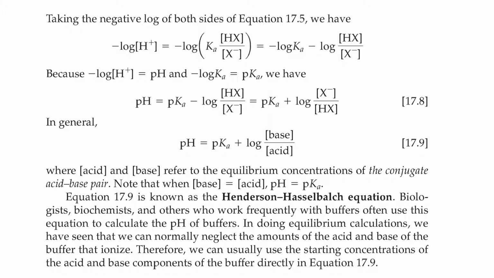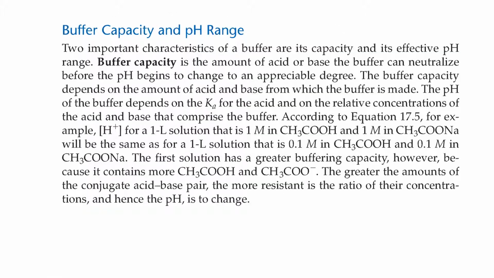Here, acid and base refer to the equilibrium concentrations of the conjugate acid-base pair. Note that when base equals acid, the pH equals the pKa. Equation 17.9 is known as the Henderson-Hasselbalch equation. Biologists, biochemists, and others who work frequently with buffers often use this equation to calculate the pH of buffers. In doing equilibrium calculations, we have seen that we can normally neglect the amounts of acid and base in the buffer that ionize. Therefore, we can usually use the starting concentrations of the acid and the base components of the buffer directly in equation 17.9.